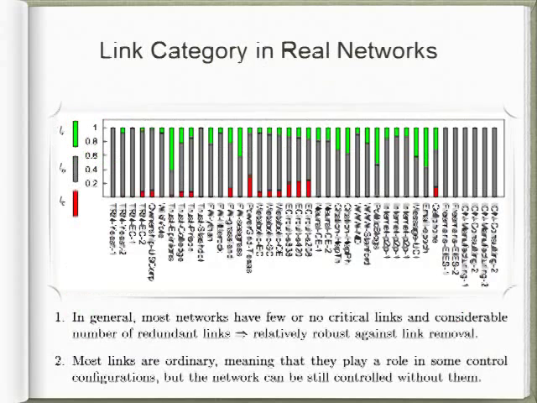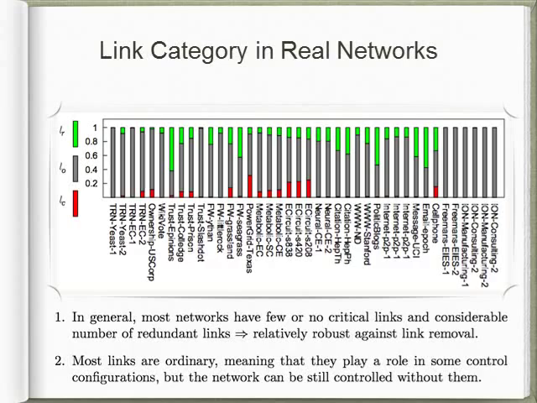If you find the links and do the classification for real-world networks, you will realize that, in general, most networks have very few or no critical links, but they have a considerable number of redundant links. Here, the fraction of redundant links is colored in gray. So you see that real-world networks are relatively robust against link removal. Also, most links are ordinary, which means the ordinary links play a role in some control configurations, but the networks can still be controlled without them.